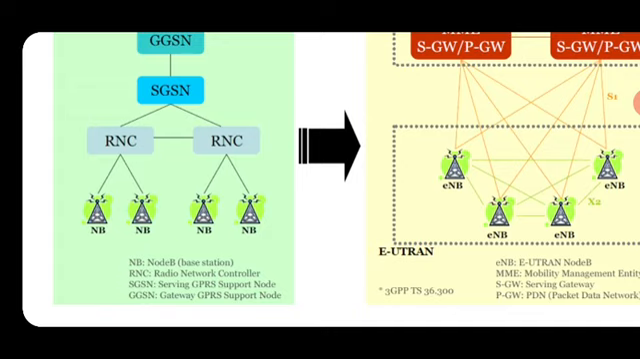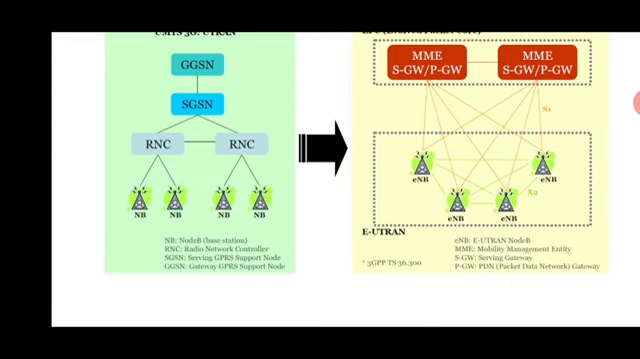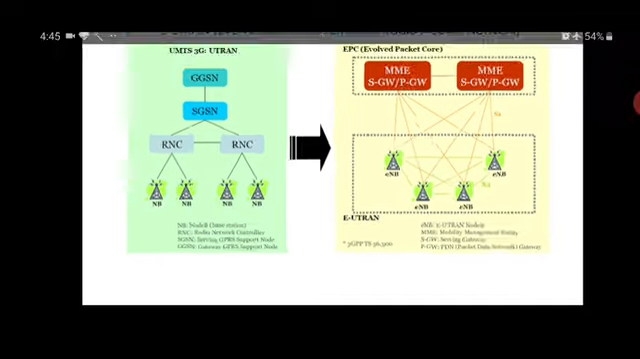GPRS support node. In turn, imagine that there are multiple MSCs, all of these many MSCs are connected to one of the MSCs. It is also the same as an MSC, but one of the MSCs we call a gateway node. We call it the gateway GPRS support node. It will be like this.